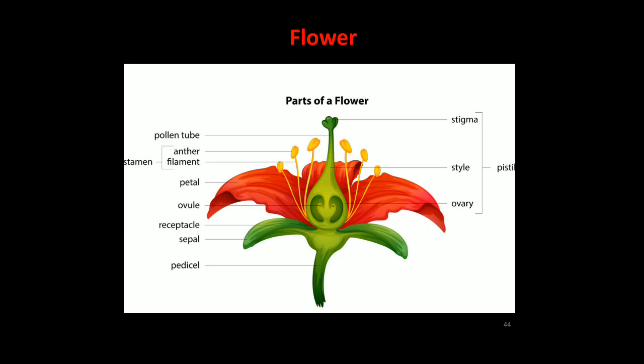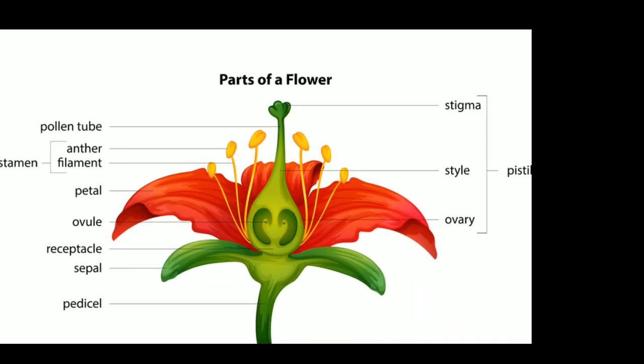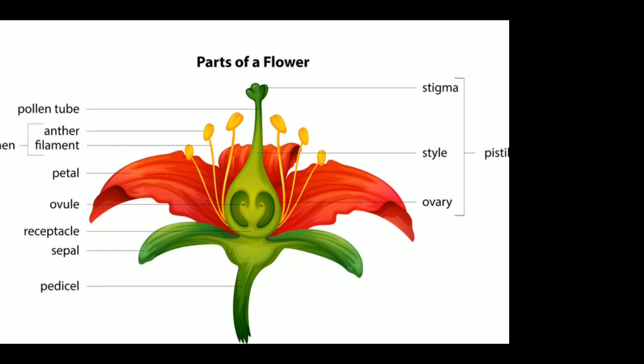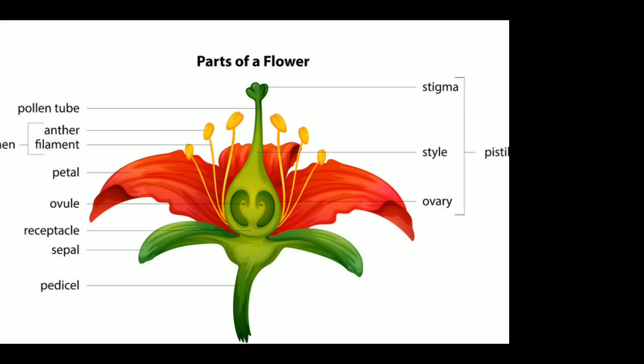Pistil has 3 important parts. First one is, at the top you can see stigma. This is stigma. After that, a long tube structure is called style. That long tube structure is connected to the ovary. That is called ovary. So these 3 parts together form the pistil. The female reproductive part of a flower is called pistil, and pistil has stigma, style, ovary. Name the female reproductive part of a flower. The female reproductive part of a flower is pistil. It contains stigma, style and ovary.